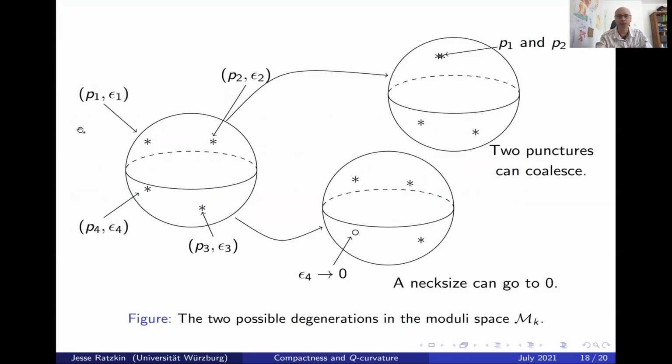So I've drawn a picture of this in the following. I start with something with 4 punctures. This is in the moduli space M4. So I have a puncture P1 with neck size epsilon 1, puncture P2 with neck size epsilon 2, puncture P3 with neck size epsilon 3, and a puncture P4 with neck size epsilon 4. This can degenerate where two of the punctures, P1 and P2, can coalesce, they can come together, or this neck size epsilon 4 can go to 0, in which case that puncture essentially disappears. So those are the only possible things that can happen.